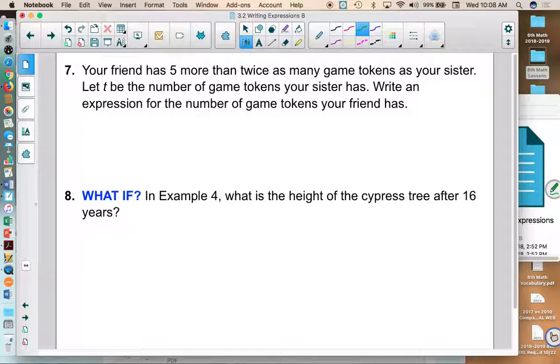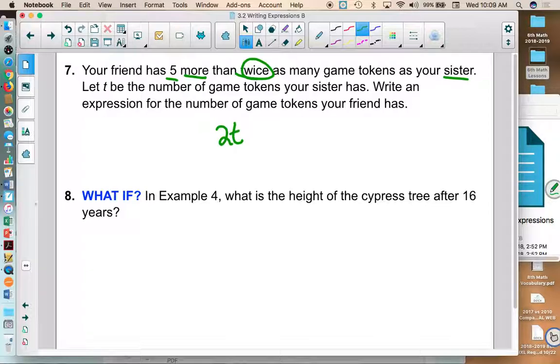Your friend has 5 more than twice as many game tokens as your sister. Okay, so 5 more, twice the sister. Just a little note for myself, right? 5 more than twice the sister. Let T be the game tokens your sister has. Well, if I've said twice the sister, I already know I gotta have 2T. Do you agree? Twice the sister.